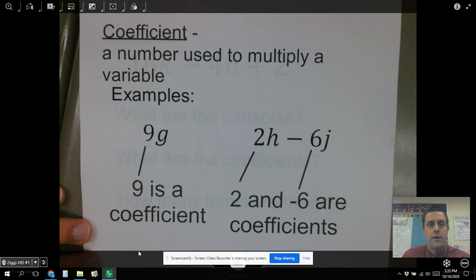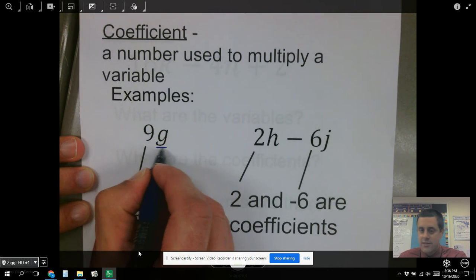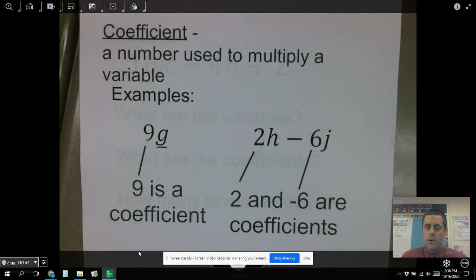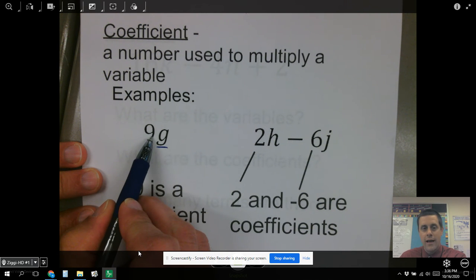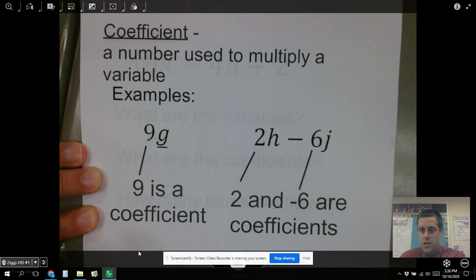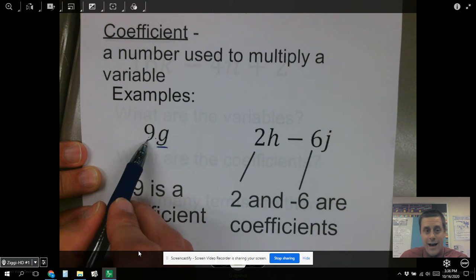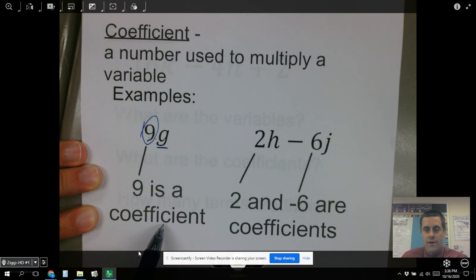All right, coefficient. A coefficient is a number used to multiply a variable. In fact, every variable has some type of coefficient. In the expression 9g, I know that g is a variable. The number being multiplied times that variable is the coefficient. And in algebra, it's usually a number just touching a variable with nothing in between, because that is an algebraic shortcut for multiplication. 9g means 9 times whatever the value of g is. So because 9 is being multiplied times g, and 9 is touching g with nothing in between, 9 is the coefficient in that expression.